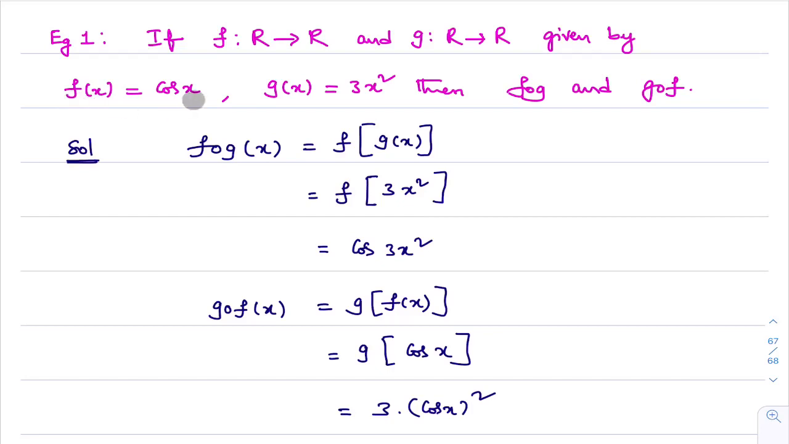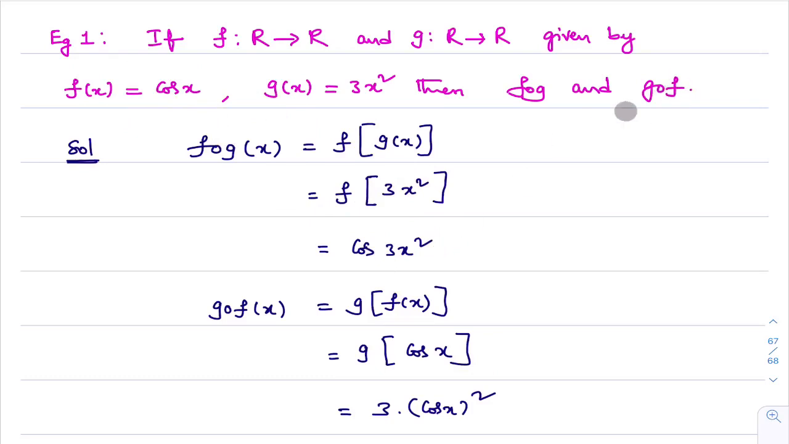F of X is what? Cos X. Right? You want F of 3X square. F of X is cos X. What is F of Y? F of Y is cos Y. What is F of Z? F of Z is cos Z. What is F of P? Cos P. Like that, F of 3X square. In this function, wherever X is there you write 3X square. So in the given function, wherever X is there, you write 3X square. F of 3X square is cos of 3X square.